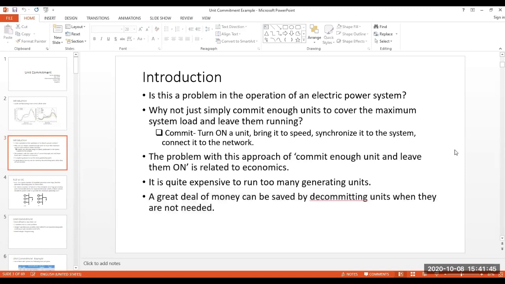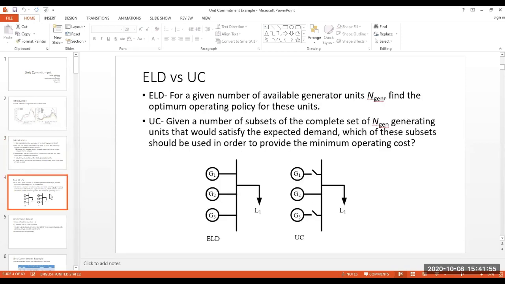From here on, I don't have enough time today. Sufficient is done for one lecture. In the next class, we will see the basic difference between economic load dispatch and unit commitment with the help of a simple diagram.